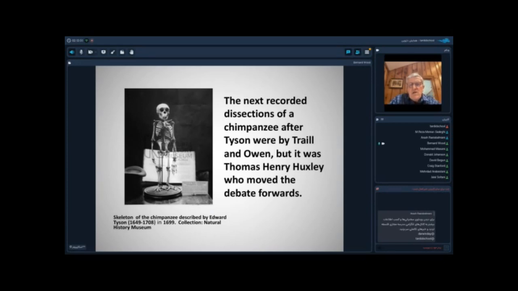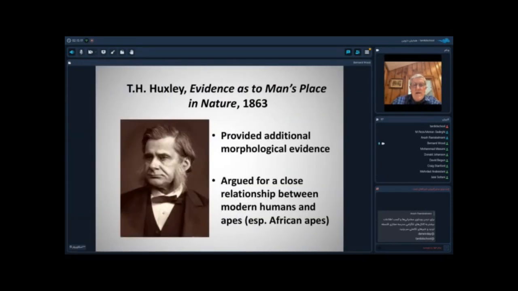The next recorded dissections of a chimpanzee after Tyson were by a man called Tyrrell and by Richard Owen. But it was Thomas Henry Huxley who moved the debate forward when he did some dissections of chimpanzees. What Huxley did was provide additional morphological evidence to that already accumulated by Tyson, Tyrrell and Owen, and in Evidence as to Man's Place in Nature in 1863, he argued for a close relationship between modern humans and the apes, especially the African apes.